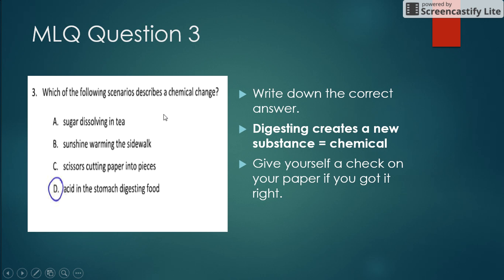MLQ question 3. Which of the following scenarios describes a chemical change? I know that the correct answer is D. Acid in the stomach digesting food is a chemical change. Why? Because I know that digesting something creates a new substance, which is a chemical change. So write down the right answer and why this answer is correct, and then check your paper.